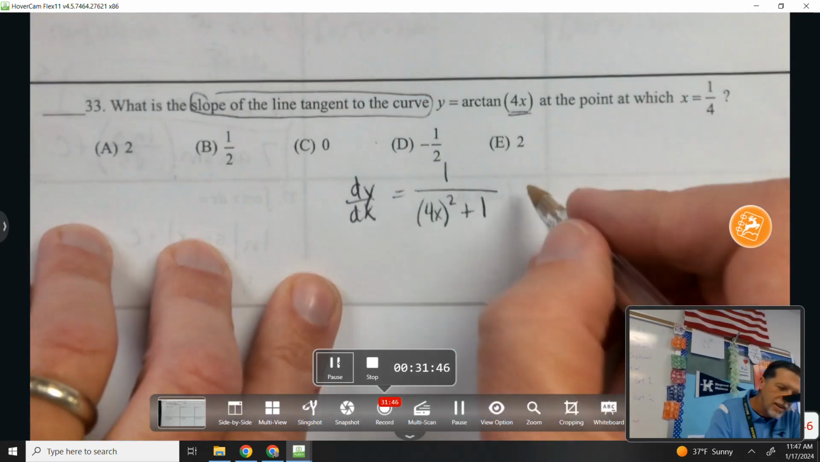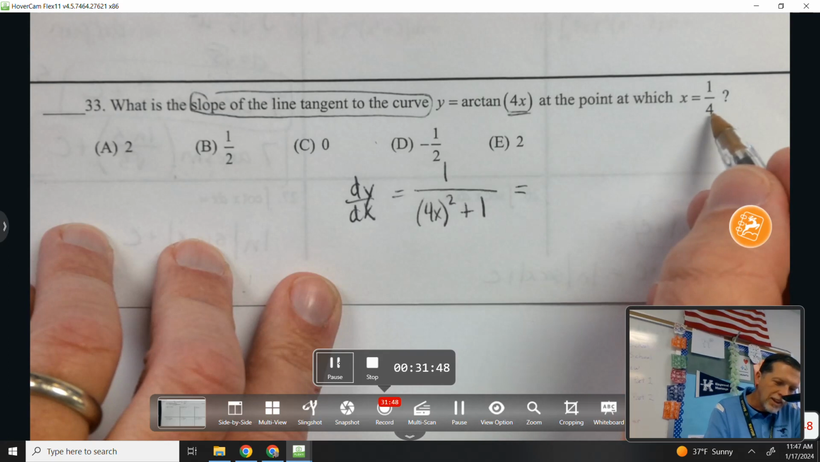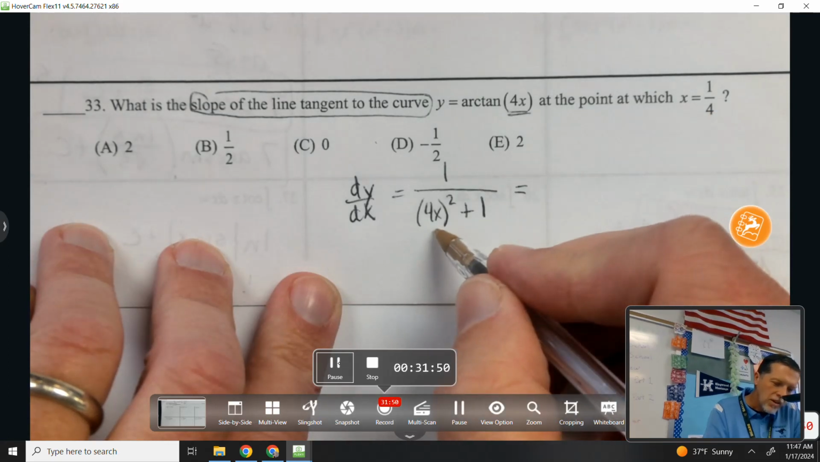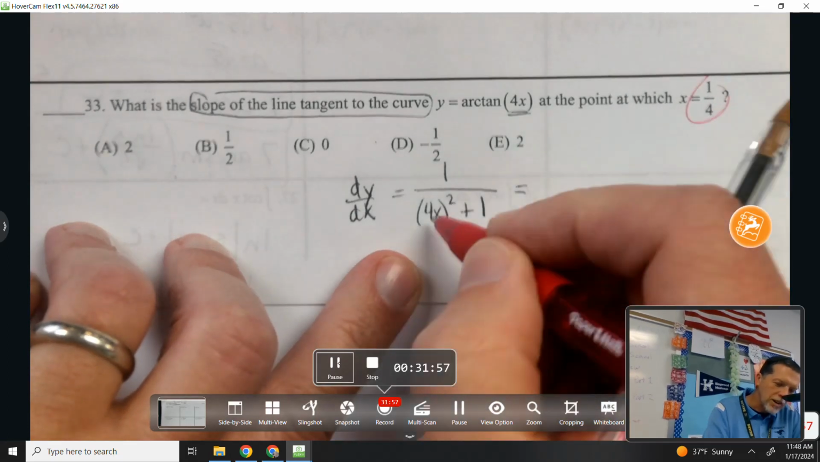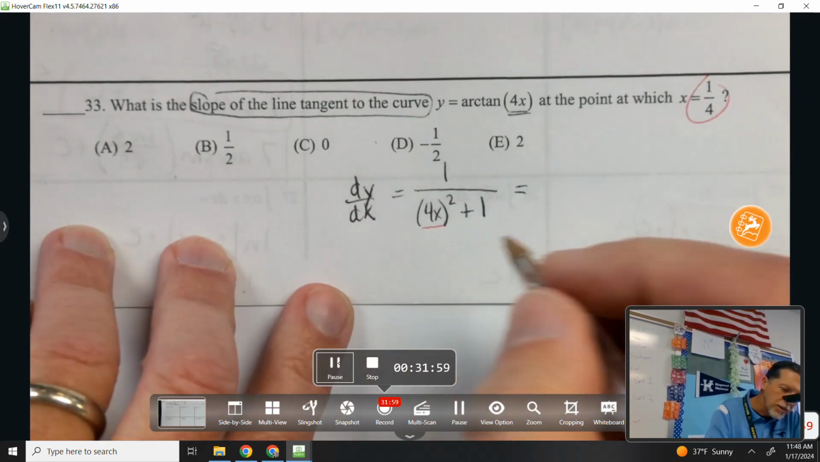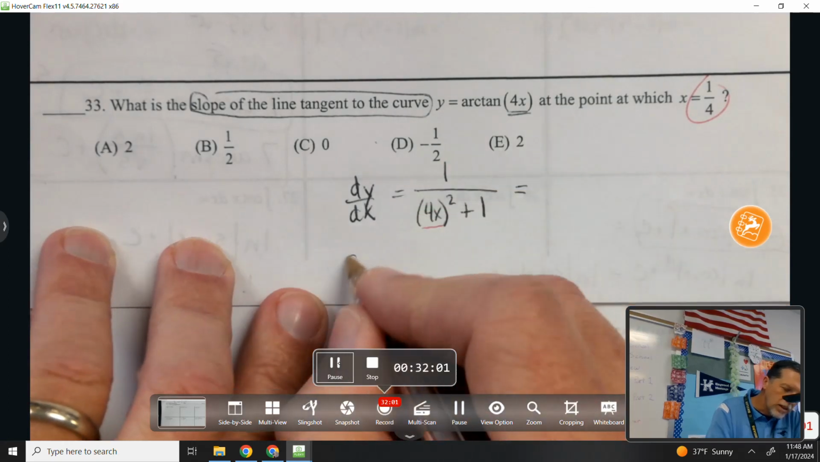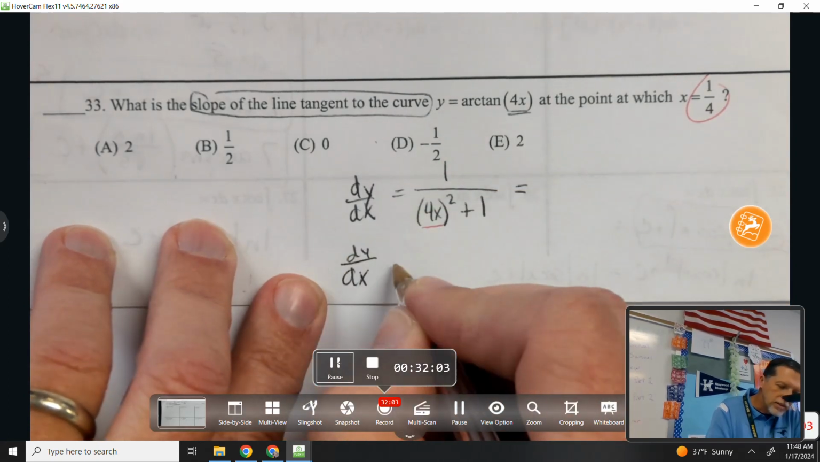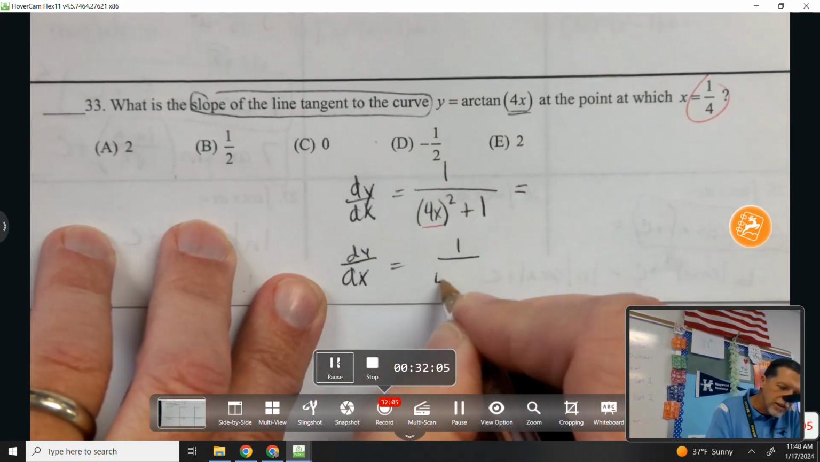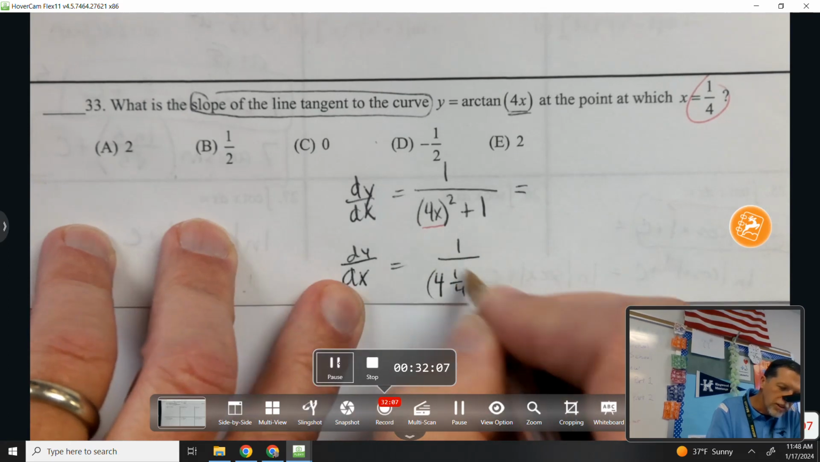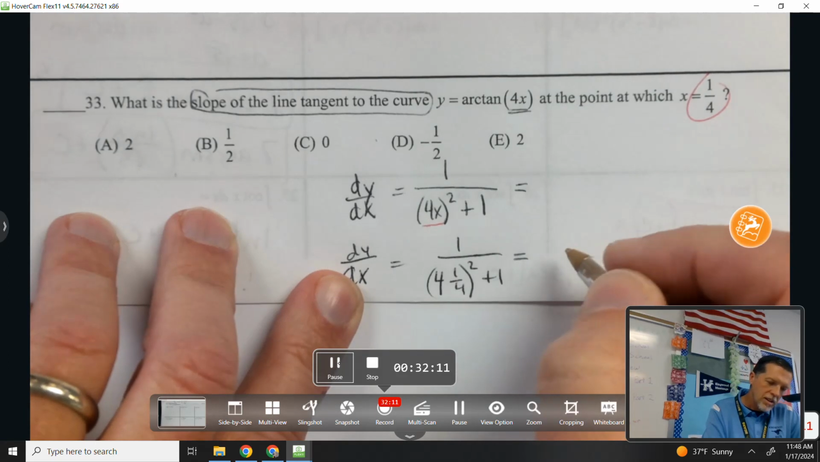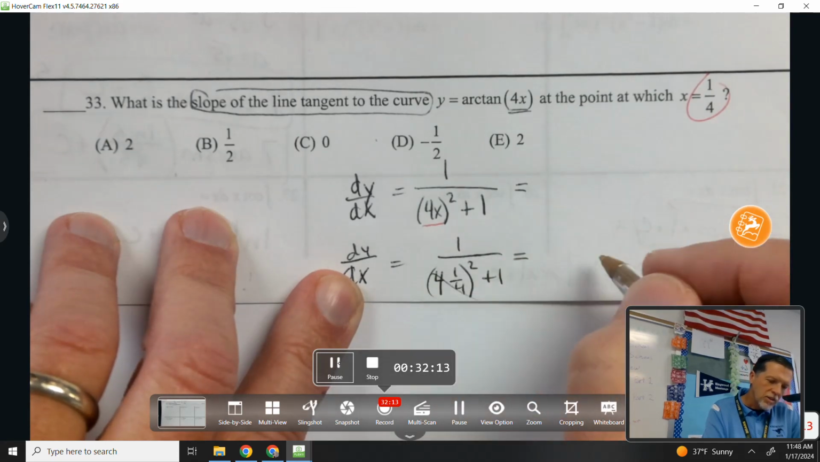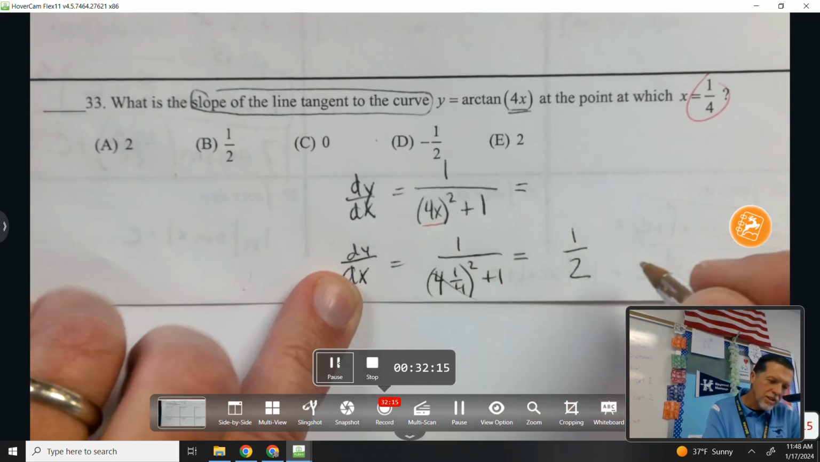So I could plug in a fourth now, or I could square it out and then plug in a fourth. I think plugging in a fourth now is a good option because we're multiplying by 4. So that would be 1 over 4 times a fourth squared plus 1. 1 squared is 1, plus 1 is 2, so 1/2.